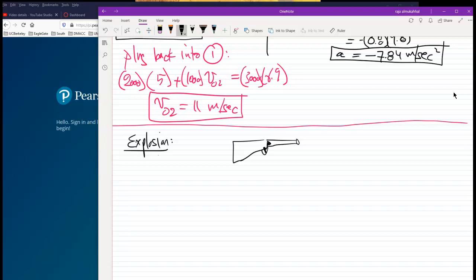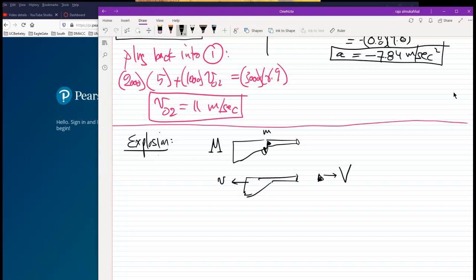And what happens is that the rifle will jerk backward with some velocity, let's call it small v. And the bullet is going to shoot forward with some velocity, big V. Let's assume you know the mass of the bullet and the mass of the rifle. Let's make the mass of the rifle big M, and the mass of the bullet small m. The velocity of the bullet is big V, and the velocity of the rifle is small v. So how would I solve that?